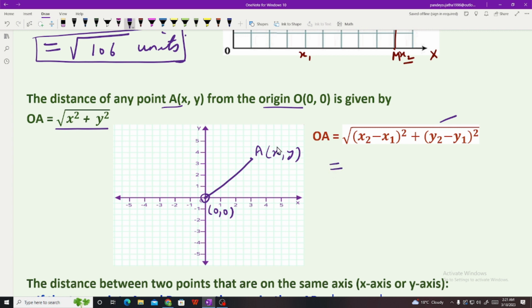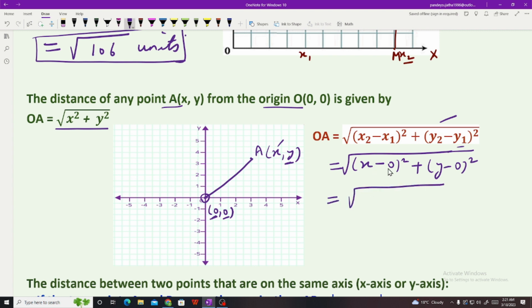Then here it will be root of (x2 minus x1), that is x minus 0, whole square, plus (y2 minus y1), that is y minus 0, whole square, which is equal to root of (x minus 0 is x) square plus (y minus 0 is y) square. So we get that the distance of OA is root of x square plus y square.